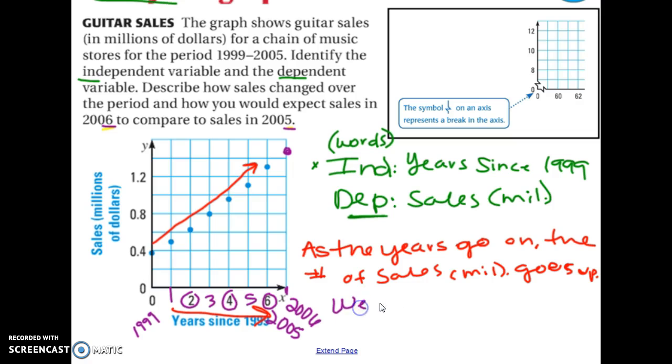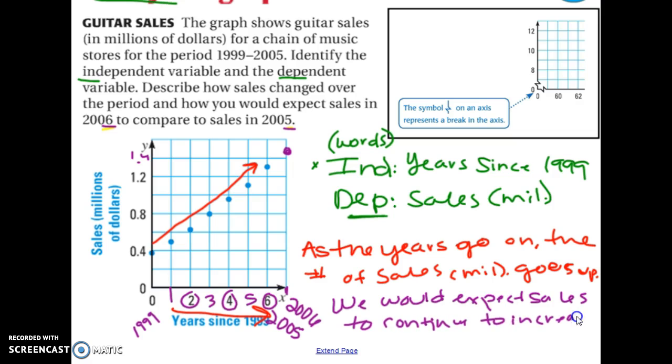So we could just say we would expect sales, you can either say to be at about, these are going up by 0.2, so this would be about 1.4. To be about 1.4, 1.5, or you could say we would expect the sales to continue to increase. If you want to put about 1.5, you can, $1 million in sales. So we've answered all the questions, that's it.